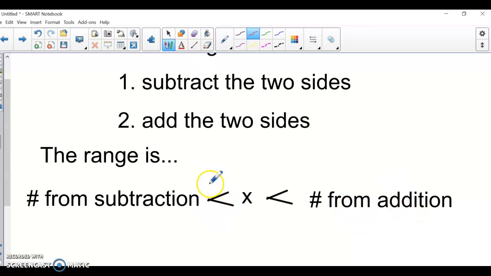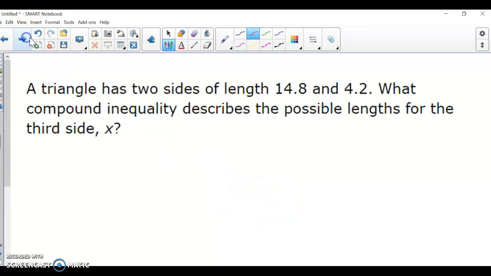This symbol here is going to help us show that this is a range, from the smallest to the largest and any number in between, and this will always be like this. So an example: a triangle has two side lengths of 14.8 and 4.2. What is the compound inequality? The compound inequality is that symbol right here, so you can go ahead and just write that right away. It describes the possible lengths for the third side.